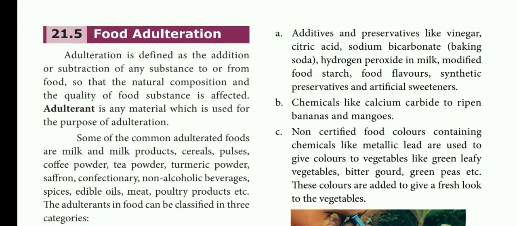So far, we discussed food adulteration, and I think you all might have watched that in the video. Now, I'm going to explain with your textbook. So, food adulteration. Adulteration is defined as the addition or subtraction of any substance to or from food so that the natural composition and the quality of the food substance is affected.